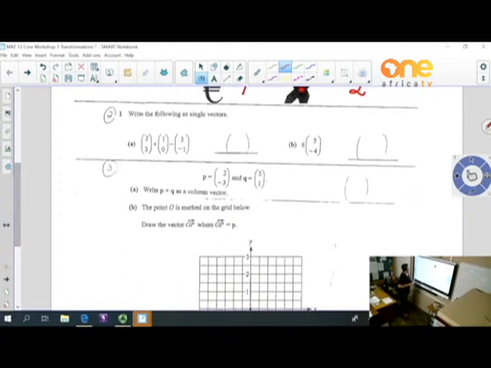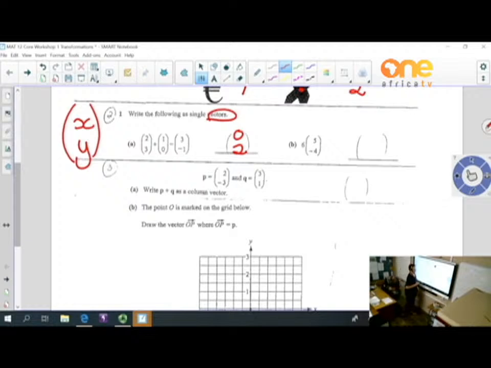Question 2. Write the following as a single vector. So now we're looking at vectors, column vectors, and you will remember we said now this is X, Y, a column vector. We can add and subtract them, and then you work with X and X and Y and Y. So 2 plus 1 minus 3 is 0. 3 plus 0 minus 1 is 2. That is my column vector.